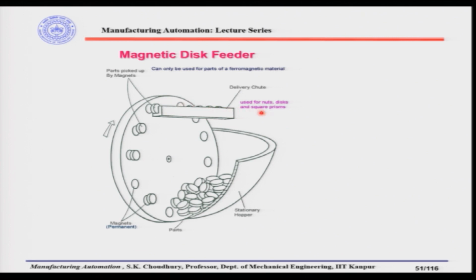These are used for nuts, discs and square prisms particularly. This is quite a simple disc feeder and can only be used for parts of ferromagnetic material. That is the only disadvantage, because we are using permanent magnets here. So, therefore, parts are picked up by the magnets, and therefore, the parts have to be of ferromagnetic material.